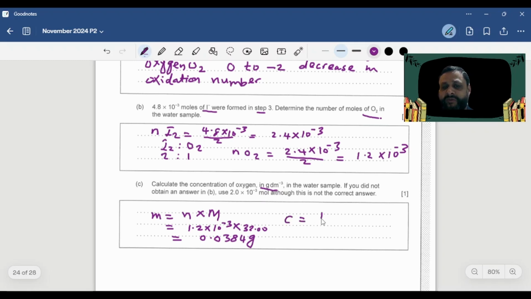Next we need to find the concentration in gram per dm cube. That will be equal to mass over volume. Mass is 0.0384 and volume is 200 centimeter cube. We can convert that into dm cube, so that will be 0.200. If I solve this, that will give me 0.192 gram per dm cube.